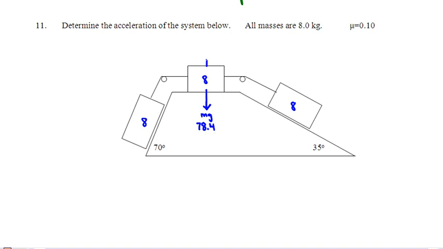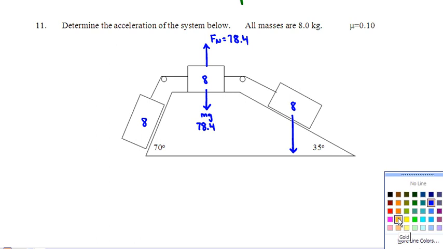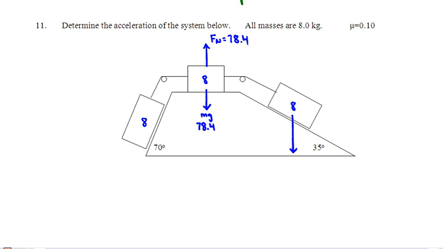And since its ropes are pulling sideways and it's on a flat hill, the Fn for this one is also 78.4. The other ones, they're a little messier. I'm going to do the one on the right first. This one has an mg going down. It's also 78.4. But I'm going to break up that 78.4 into two different vectors. I'm going to have one that crushes in and one that slides along.